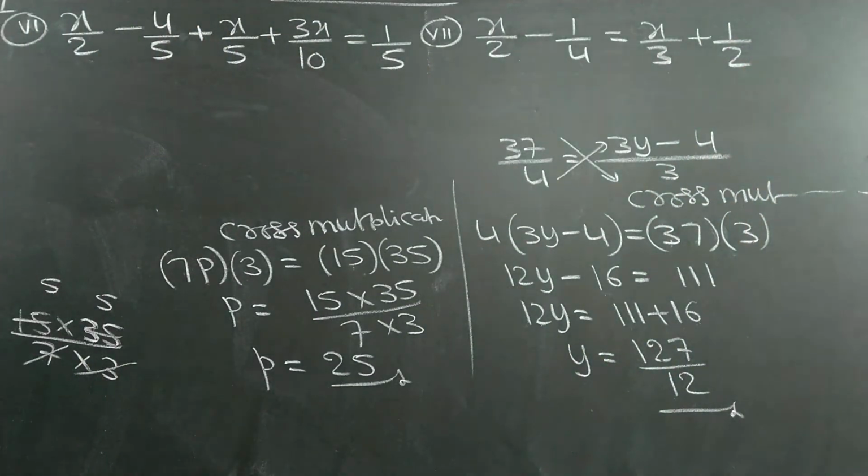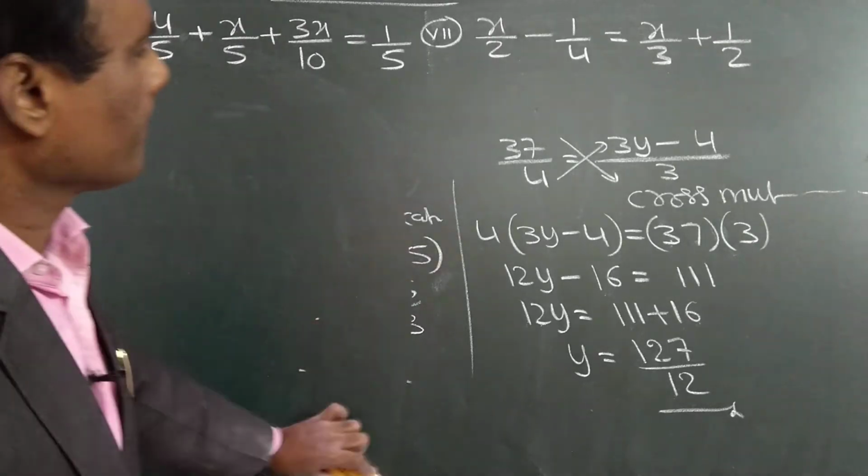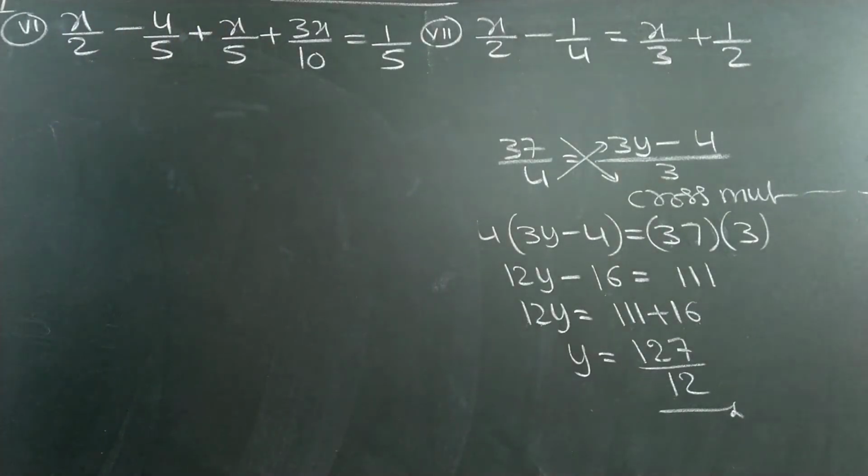x by 2 minus 4 by 5 plus x by 5 plus 3x by 10 is equal to 1 by 5. Do it. Only simplification by taking the LCM. Students, do it.